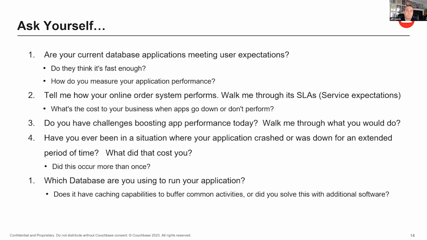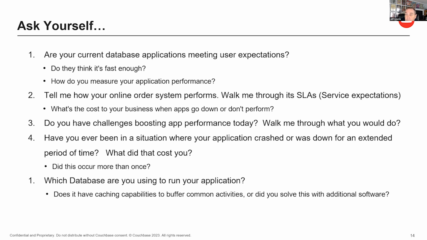So ask yourself, are your current database applications meeting these needs? Do they think it's fast enough? How do you measure application performance? Can you tell how your online order system is performing? We want to talk through your service level agreements with your users. And what happens if a failure occurs? Do you have challenges boosting application performance today? Think about what you would do there. How are you going to design for that?